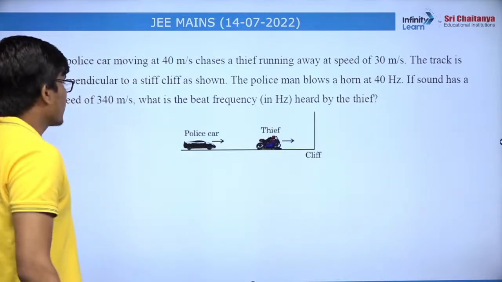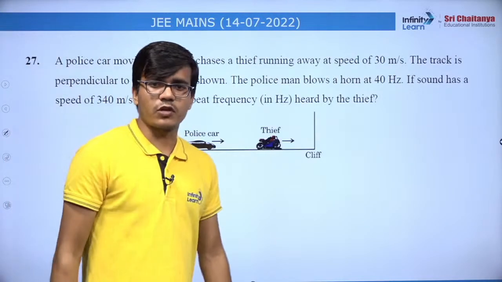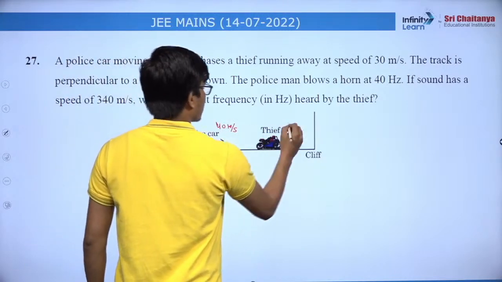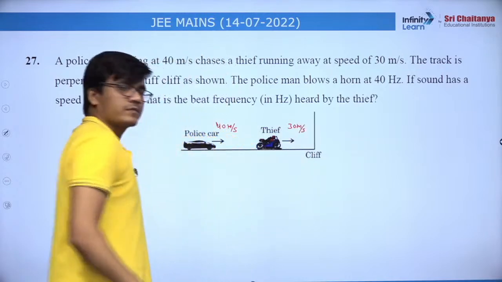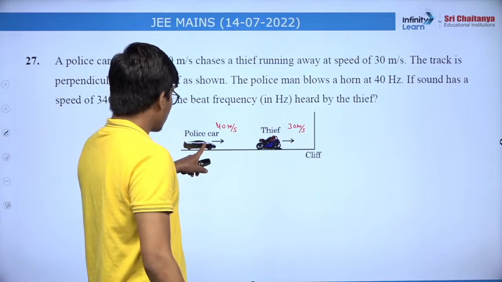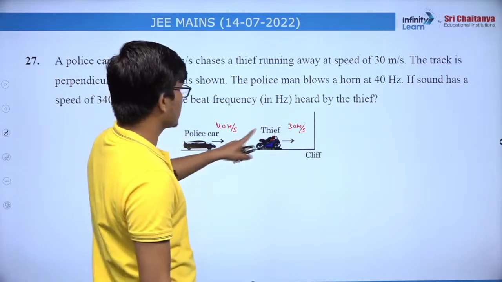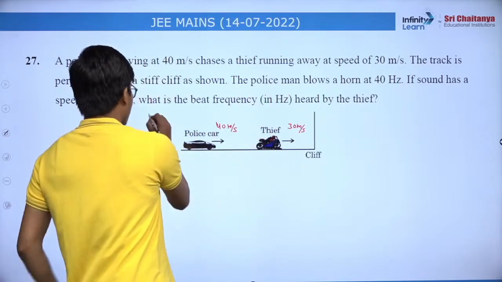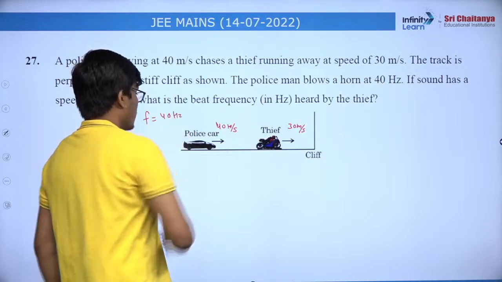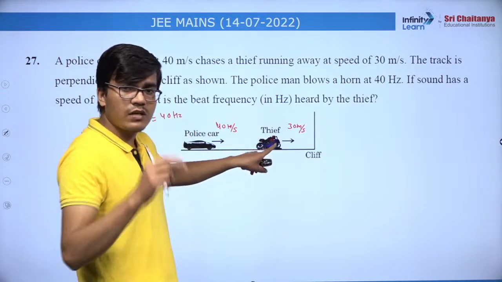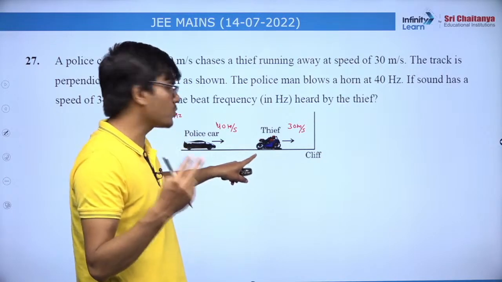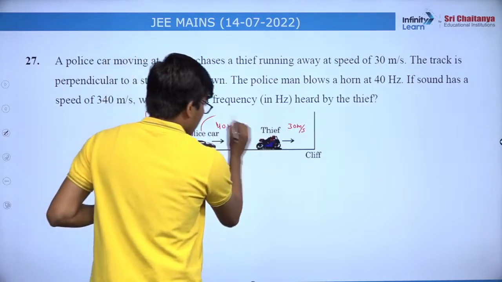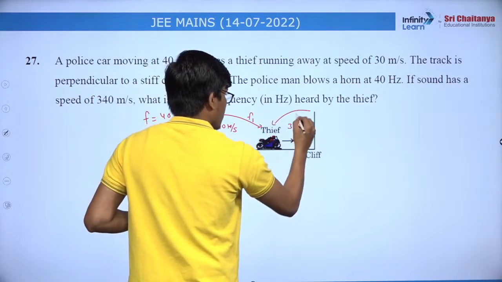Alright, moving ahead. This is again a beautiful question on the Doppler effect. So what is happening? This police car is moving with 40 meter per second and the thief's car is moving with 30 meter per second, right? The track is perpendicular to the wall. Now this policeman blows a horn of, let's say, frequency 40 hertz. So this person will hear 2 types of frequency. One is directly, the other is after the reflection from the wall, right? Let us say this is F1 and this one is F2.